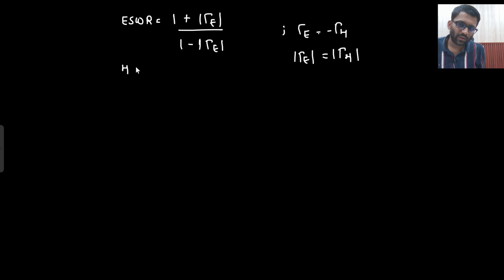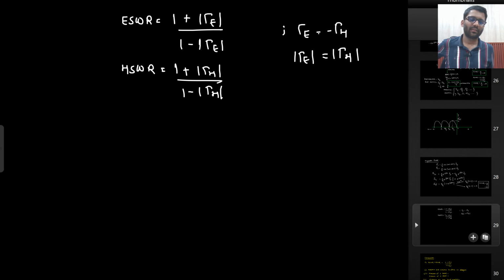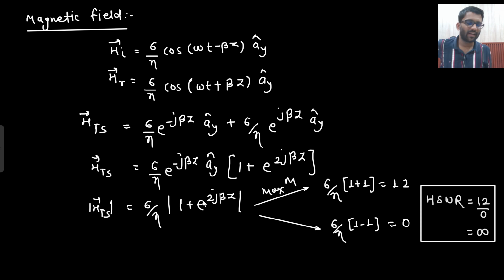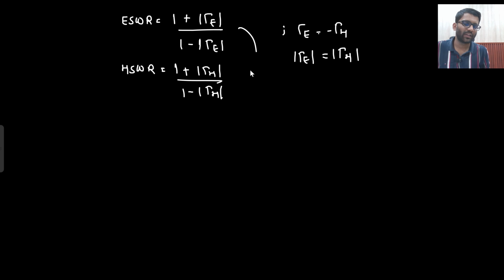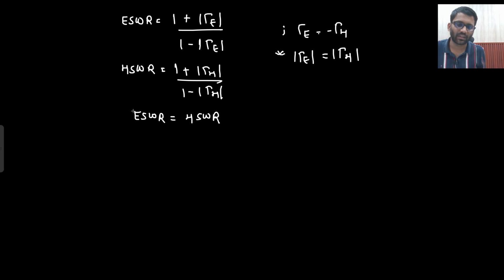So what will be your magnetic standing wave ratio? That would be (1 plus gamma H) divided by (1 minus gamma H). Here also you can see gamma H is 1 only. So (1 plus gamma H) divided by (1 minus gamma H), and both are equal only. Why are both equal? Because gamma is equal to gamma H. So that means electric standing wave ratio is equal to magnetic standing wave ratio. Both ratios are equal.